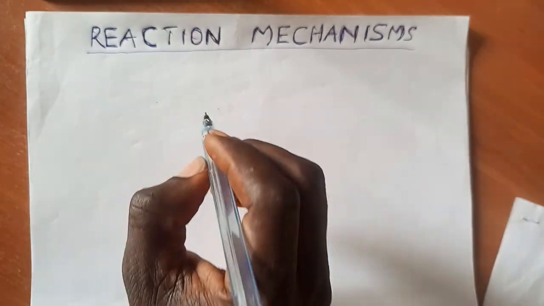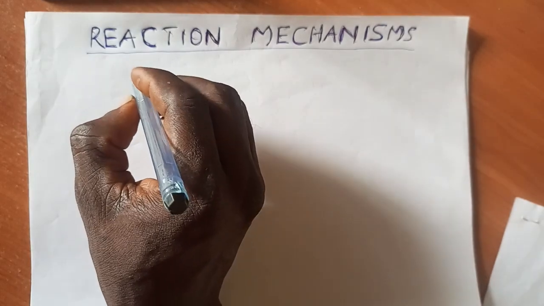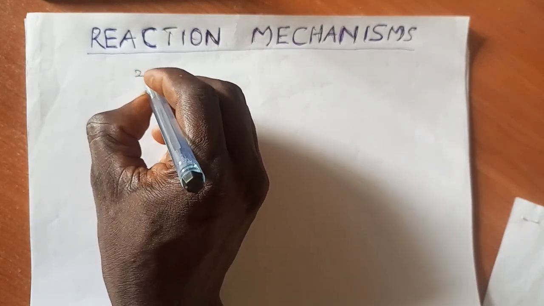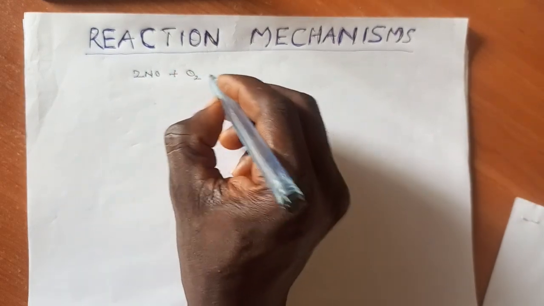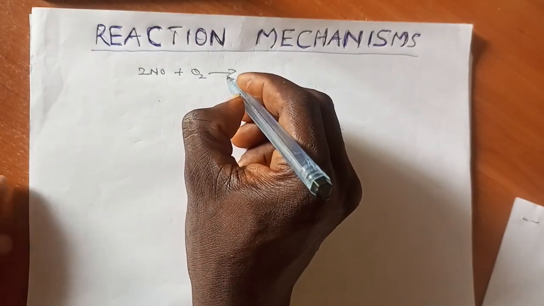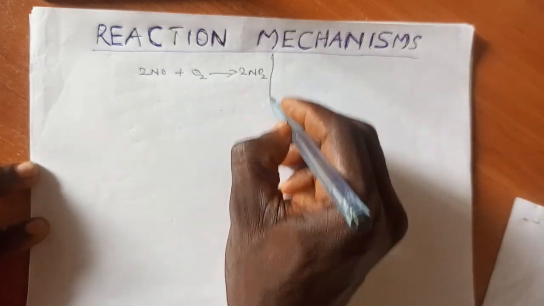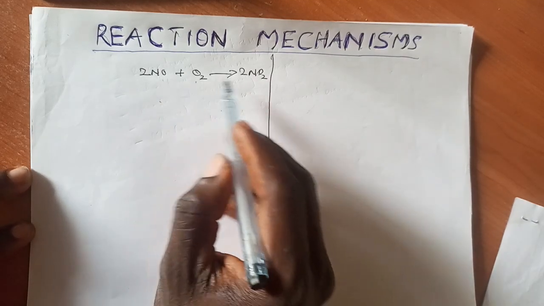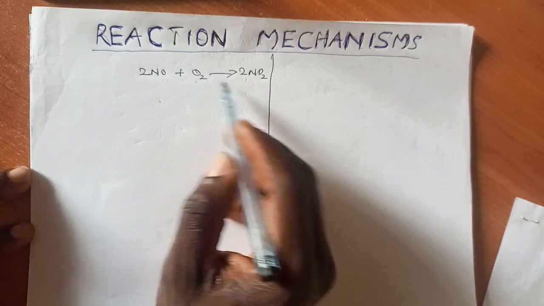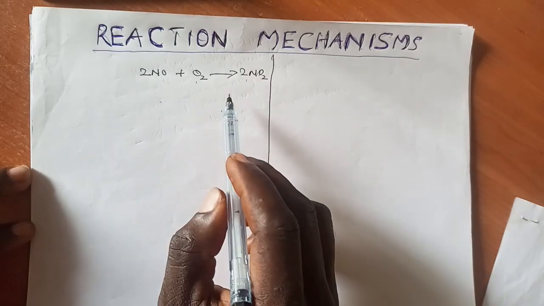Let me take an example of a reaction mechanism. If we consider nitric oxide in the presence of oxygen, which gives you 2NO2. This is what you see. You only know that this reacted with it and gives you the product, which is the final reaction. This is actually what you see. We know that the products are not formed directly.